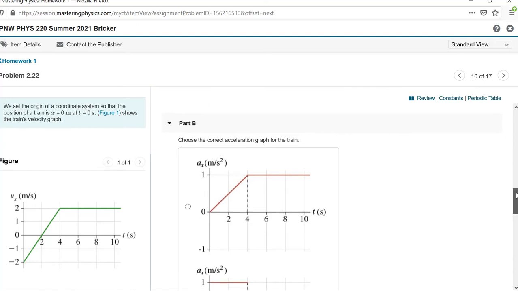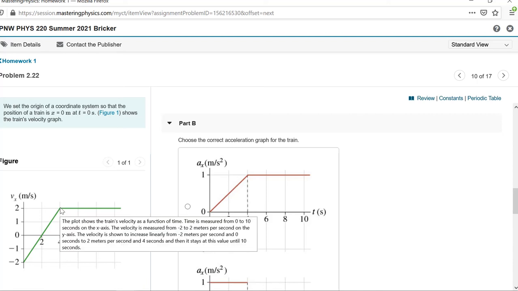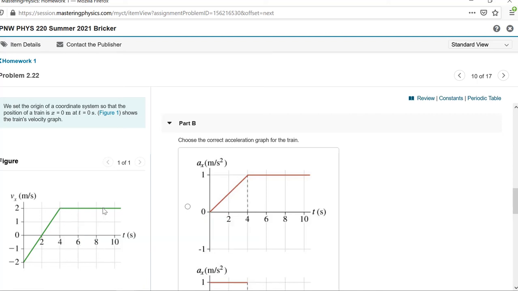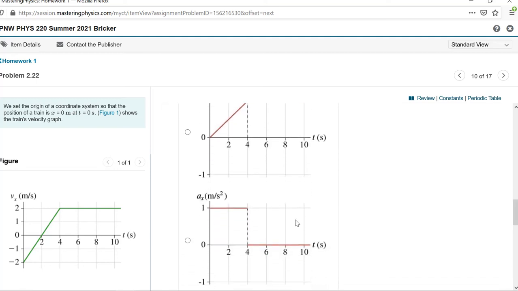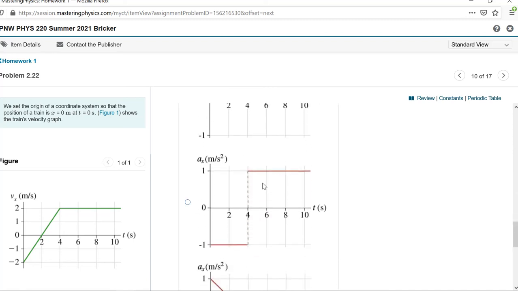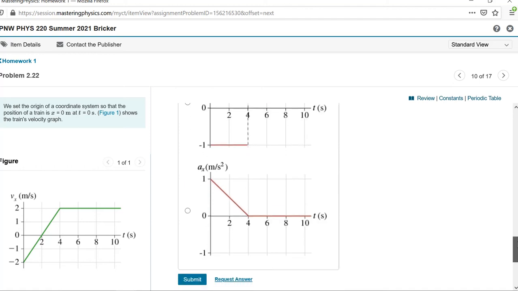Choose the correct acceleration graph for the train. Okay, so from 4 seconds on, the acceleration is 0 because the velocity is not changing. Let's see what we can weed out from this one. All right, this one will work. First one doesn't have a 0 velocity after 4 seconds. This one also doesn't have a 0 velocity. Okay, this one does have a 0 velocity.